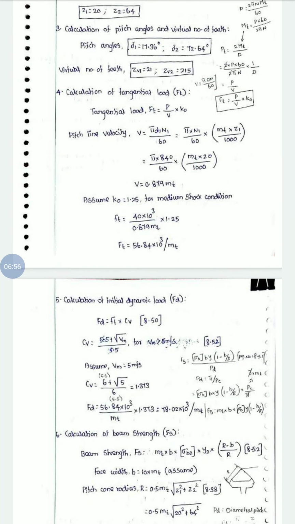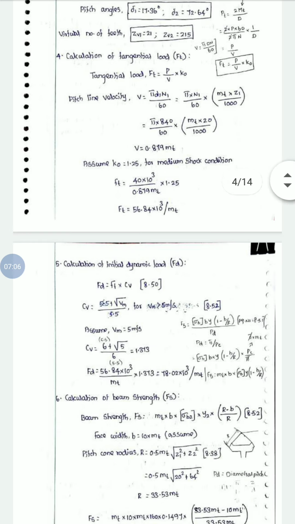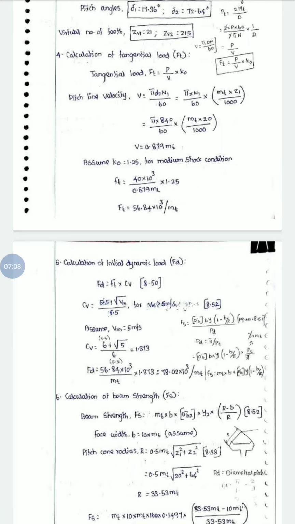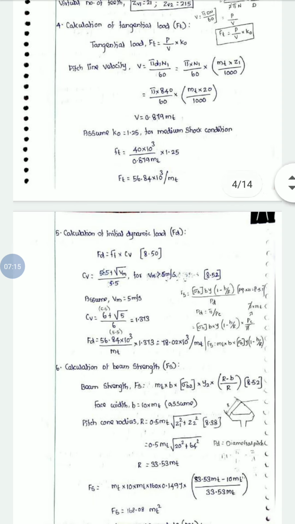And the third step is calculation of pitch angles and virtual number of teeth. Pitch angle: δ1 is equal to 17.36 and δ2 is equal to 72.64. After finding the pitch angle, we can easily find the virtual number of teeth, that is ZV1 is equal to 21, ZV2 is equal to 215. And the fourth step is calculation of tangential load, that is Ft.